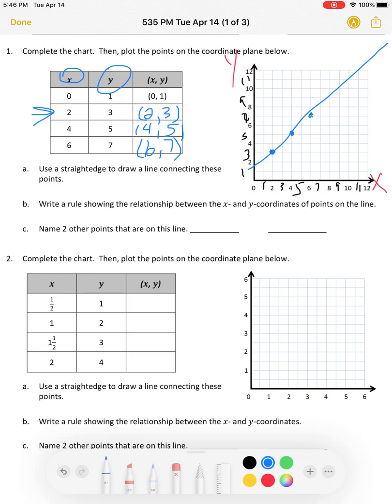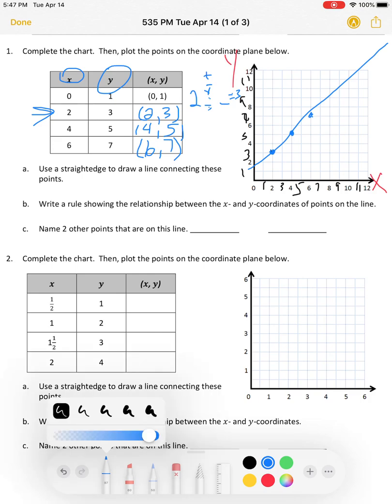So maybe it'll help if I write it out. 2, blank, what number equals 3? So this is a math operation. Did we add? Did we subtract? Did we multiply? Or did we divide? Please forgive me, you all, I'm writing with my little tiny finger here. All right, so 2 plus what equals 3? 2 minus what equals 3? 2 divided by what equals 3?